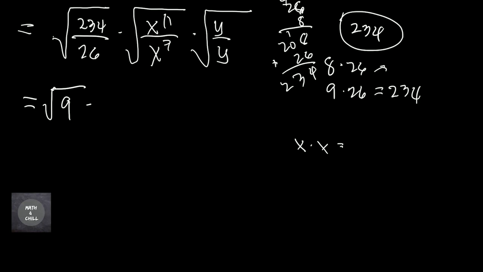Diba ang x ay 1 ang exponent? So, mahimo siyang x to 1 plus 1 is equal to x squared. Multiplying variables with the same base: x raised to 1 times x raised to 1 is equal to x. Copy ang base x. I-add ang exponent. Mao na siya ang x raised to 2.